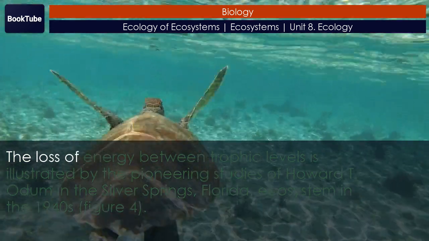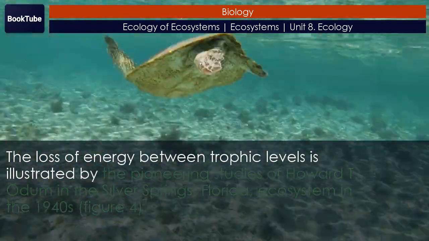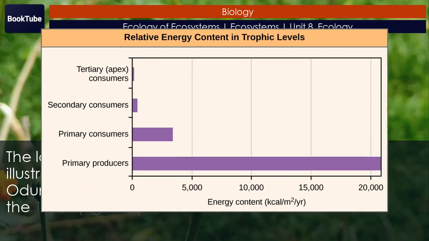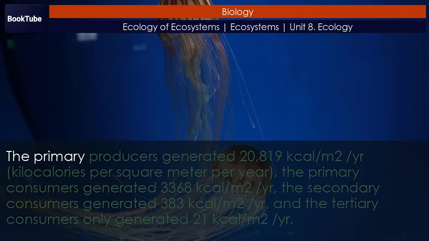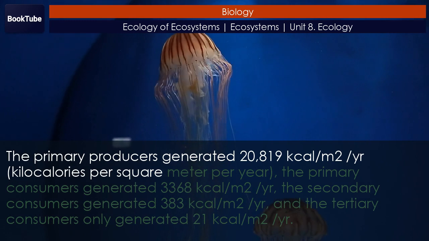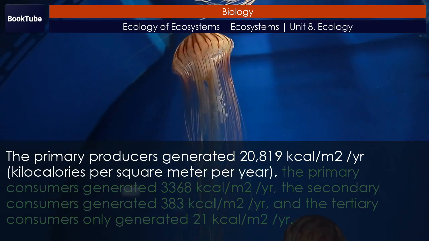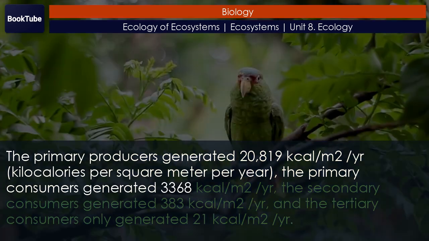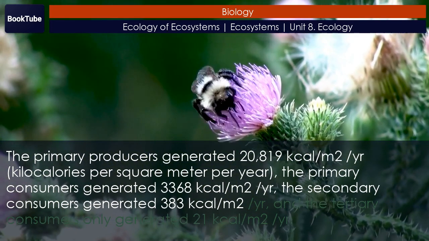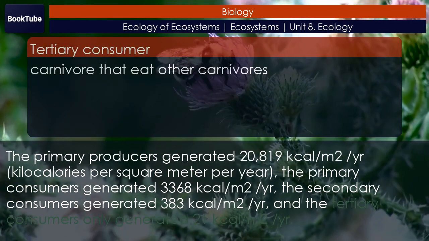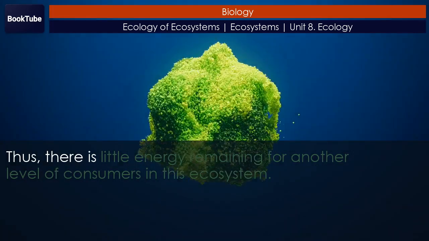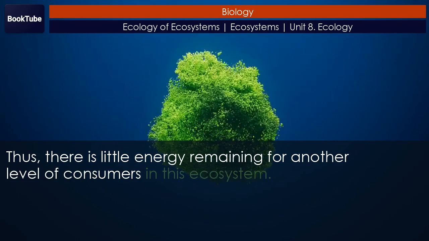The loss of energy between trophic levels is illustrated by the pioneering studies of Howard T. Odum in the Silver Springs, Florida, ecosystem in the 1940s. Figure 4. The primary producers generated 20,819 kilocalories per square meter per year. The primary consumers generated 3,368 kilocalories per square meter per year. The secondary consumers generated 383 kilocalories per square meter per year. And the tertiary consumers only generated 21 kilocalories per square meter per year. Thus, there is little energy remaining for another level of consumers in this ecosystem.